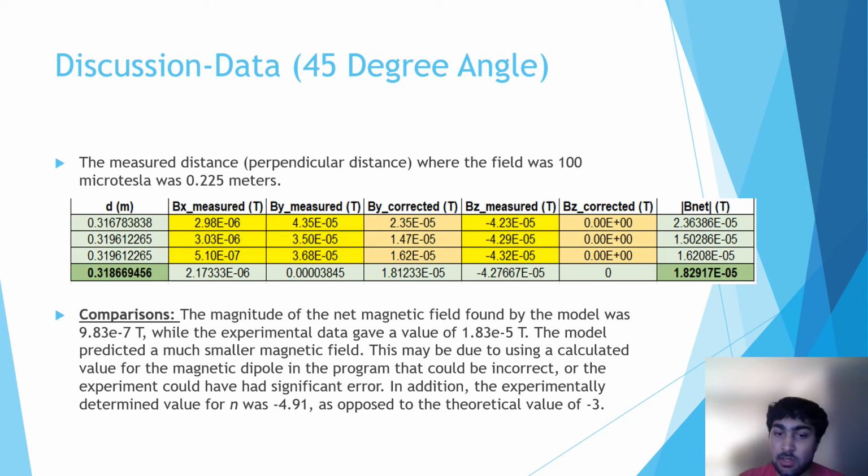Comparisons. The magnitude of the net magnetic field found by the model was 9.83 times 10 to the negative 7th Tesla, while the experimental data gave a value of 1.83 times 10 to the negative 5th Tesla. The model predicted a much smaller magnetic field. This may be due to using a calculated value for the magnetic dipole in the program that could be incorrect, or the experiment could have had significant error. In addition, the experimentally determined value for n was negative 4.91 as opposed to the theoretical value of negative 3.